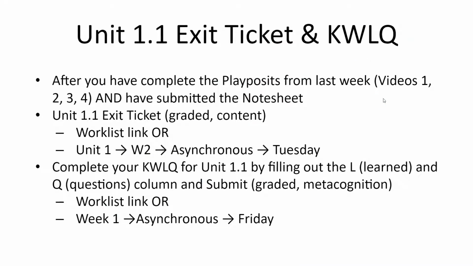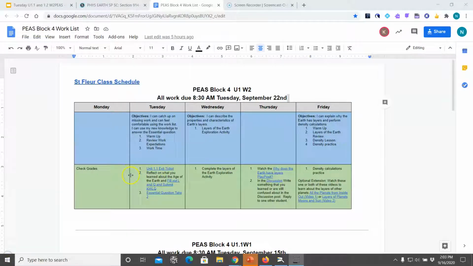Now, your work for last class, your asynchronous work from Tuesday, was to do the 1.1 exit ticket and to complete your KWLQ. So now let's take a moment to review that. If you look at your work list from Tuesday, it says the Unit 1.1 exit ticket, to fill out the L and Q of your KWLQ and submit it, and essential question take 2. That's quite a lot, but it actually is all reinforcing the same thing, so it's not too bad.